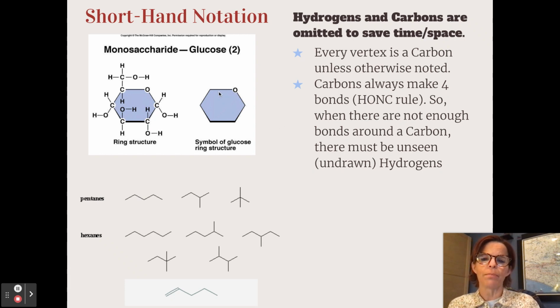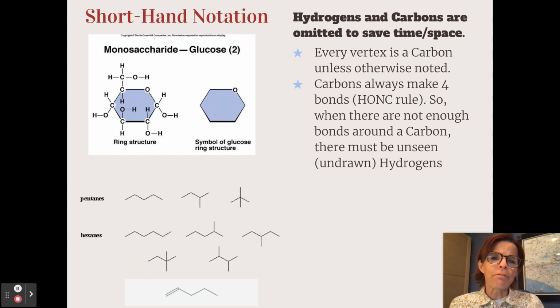Let me give you an example. Here, actually, I'm going to do it down here. This is a better example. Every time there's an end or a point, a vertex, that's going to be a carbon. So there's a carbon here, a carbon here, a carbon here, a carbon here, and a carbon there. So there are 1, 2, 3, 4, 5 carbons in that chain right there, and they haven't shown you any of the carbons.